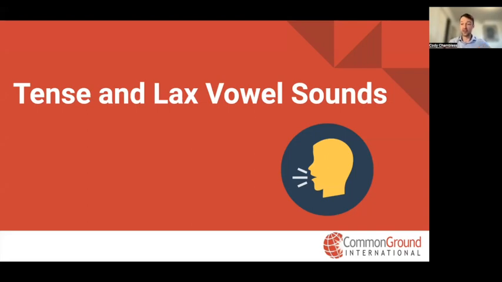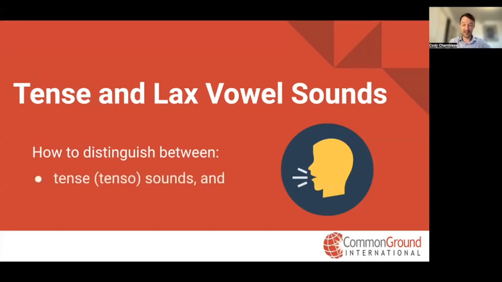So, if you've been reading our blog post, you understand that today's lesson is all about some of the different sounds that we make in English, specifically vowel sounds. So, let's start thinking about how to distinguish between tense sounds, sonidos tensos, and lax sounds, sonidos relajados.